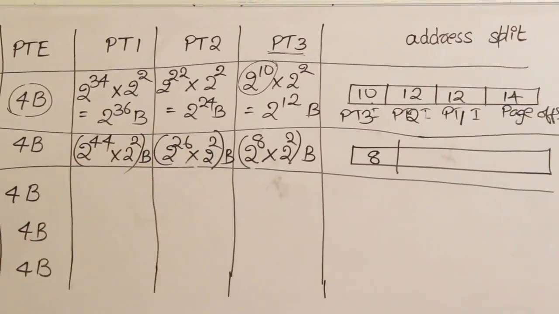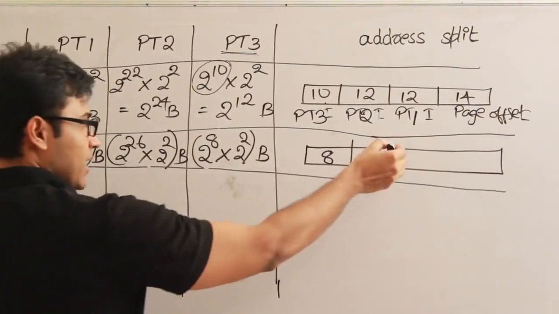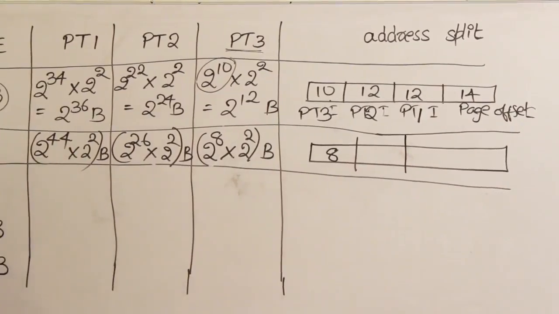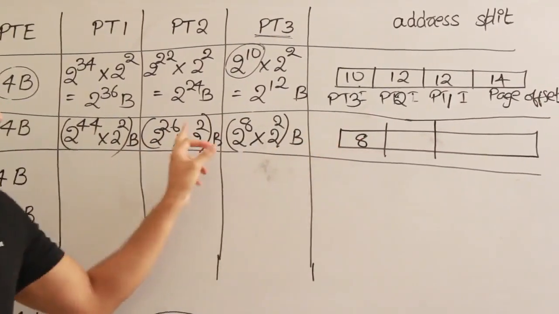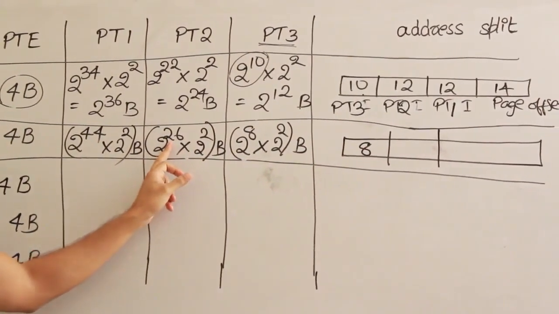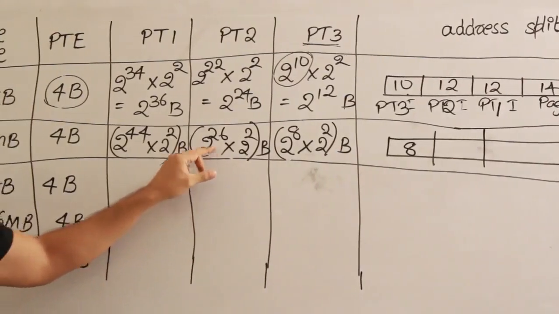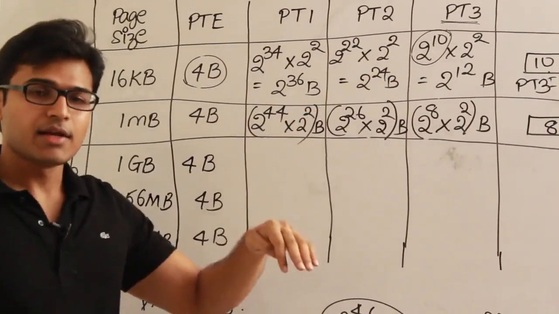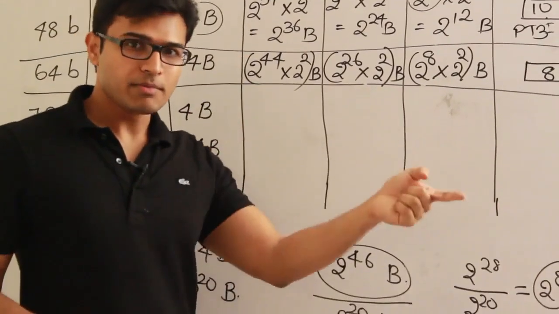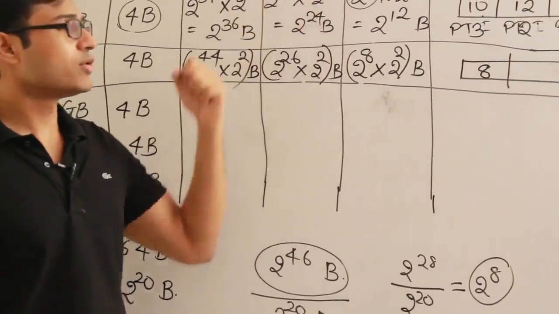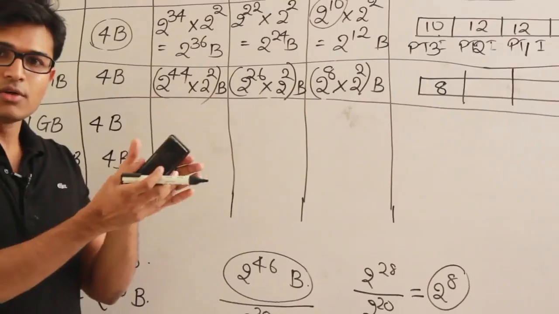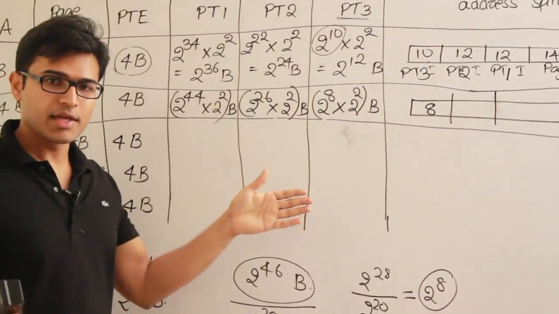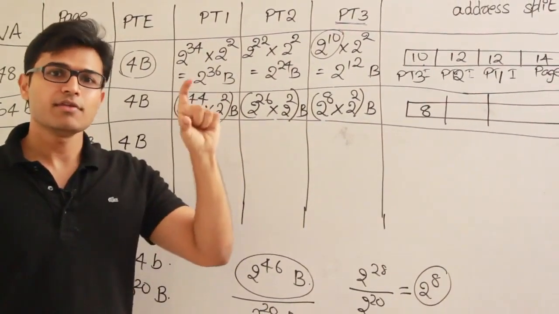Then what about the next inner level? You might get confused and you might think that we have to write 26 here because 26 is here. That is wrong. The total number of entries in this page table 2 is 2 power 26, but we are going to go into only one page of this page table 2. We are not going to look into all the entries at the same time. At any time, we will examine only one page.